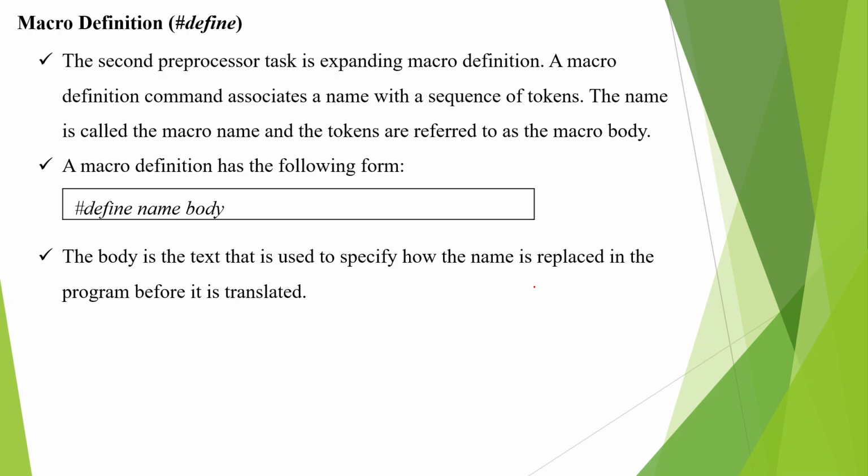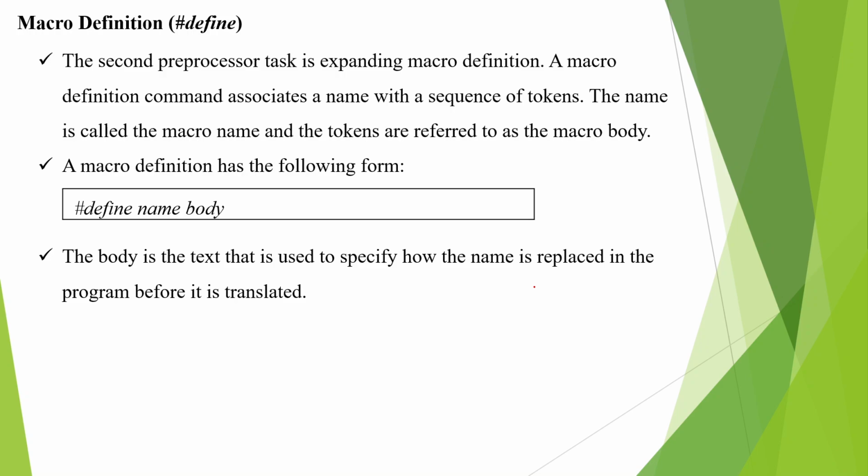For whatever constant you have to use in your program, you can give it a name by using this macro definition. A macro definition command associates a name with a sequence of tokens. That sequence of tokens, we call it the body.